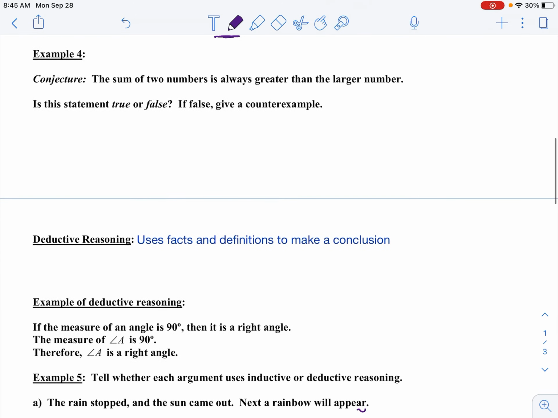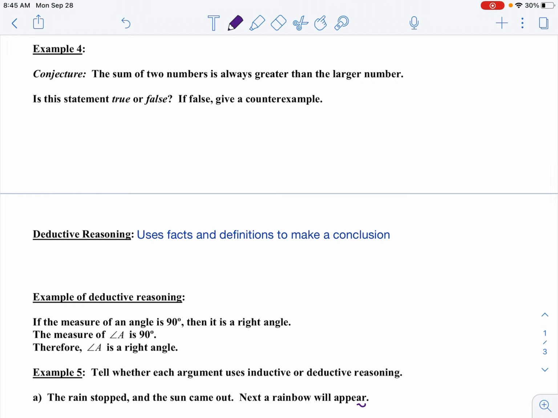An example 4 here. The sum of two numbers is always greater than the larger number. Is this statement true or false? If false, we will always give a counterexample. So the sum of two numbers is always greater than the larger number. Here's just an example of when this statement is true. 2 plus 4 equals 6. So if I had the two numbers be 2 and 4, the sum, which is 6, is greater than 4. So we'd say, yeah, it's true for that. But is it true for every single case? Unfortunately, this is false again.